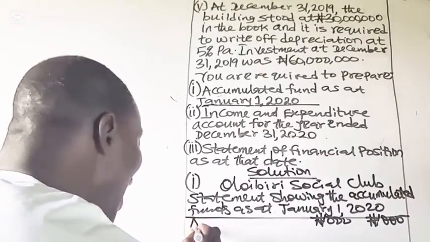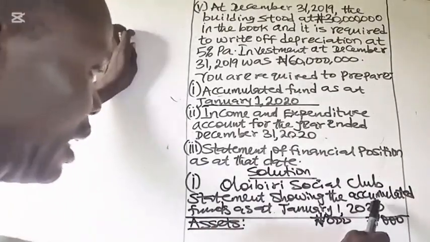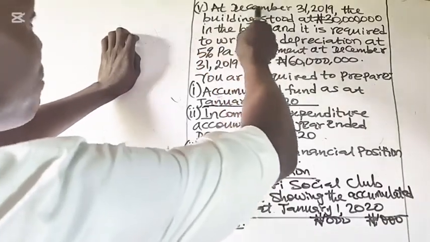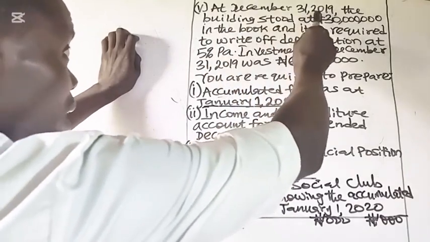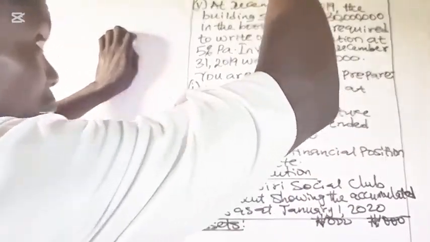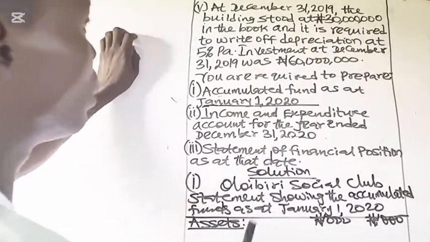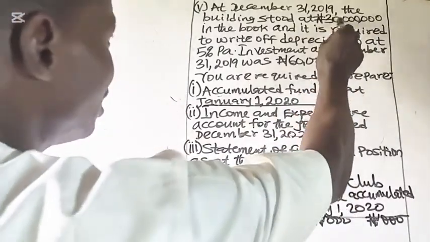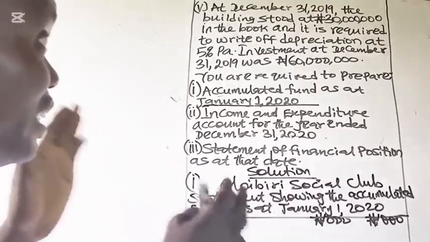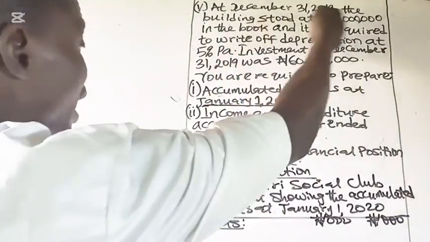The starting point is asset. Remember, I've told you the items that will be used should be the opening balance here. The balances as at January 1, 2020. You are given at December 31st, 2019. Remember, the year in question is 2020. The balance in December 2019 will be the opening balance as at January 1st, 2020. The building stood at 30 million. You don't need to charge depreciation. Since this is the balance as at 2020, you don't need to charge depreciation on the building. Depreciation will be charged in the year 2020. This is the opening balance. So you have building stood at 30 million.